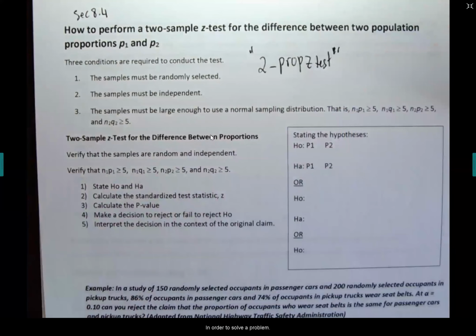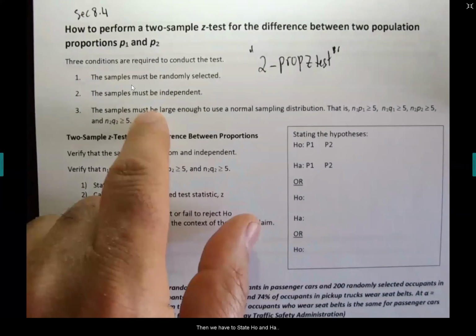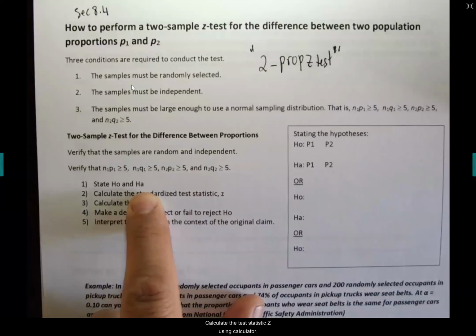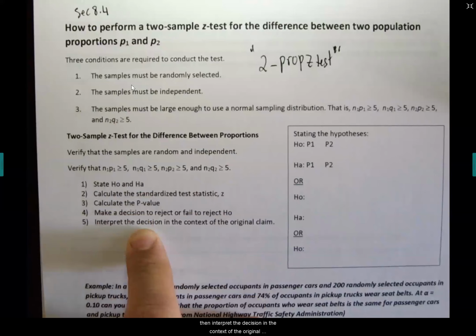So in order to solve a problem with two proportions, we have to verify that those conditions are met. Then we have to state H0 and HA, calculate the test statistic Z, calculate the p-value, make a decision to reject or fail to reject H0, and then interpret the decision in the context of the original claim. Nothing new, guys. You've done already those 5 steps.